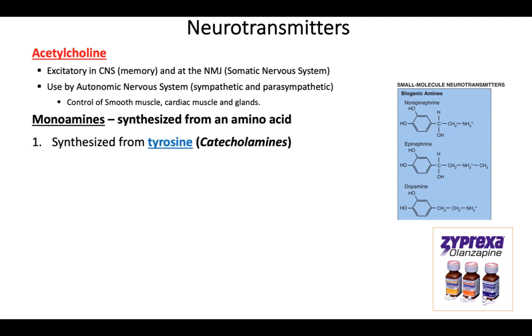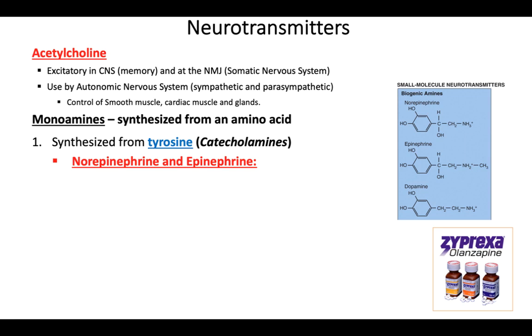Then we've got a class called the monoamines. All right, these are neurotransmitters that are synthesized from an amino acid. So certain amino acids, if you can change them a little bit, you can turn them into neurotransmitters. So an example is tyrosine. Tyrosine is used to form the catecholamines. The catecholamines include norepinephrine and epinephrine. I'm sure we've heard of epinephrine before. Another name for it is adrenaline.